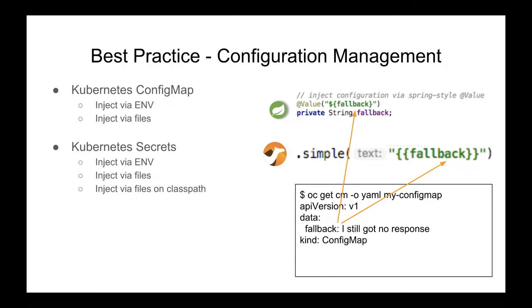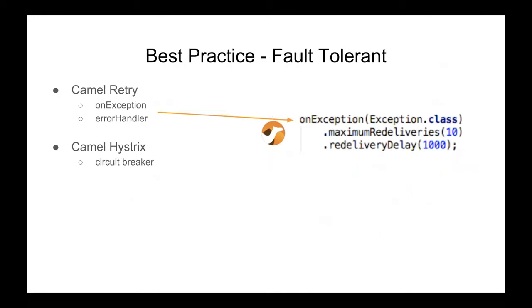Now, using ConfigMaps in containers is easy when you use, for example, Spring Boot or Camel. With Spring Boot, you can refer to ConfigMaps using this annotation @Value, and then you can use this ${...} thing. And on the right-hand side, I have a little example with a very simple ConfigMap. It has one key, it's called fallback, and the value of that is "I still got no response." And you can see here how I can easily refer to those in Spring Boot and Camel.